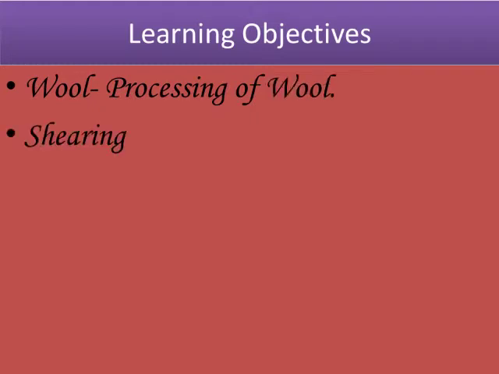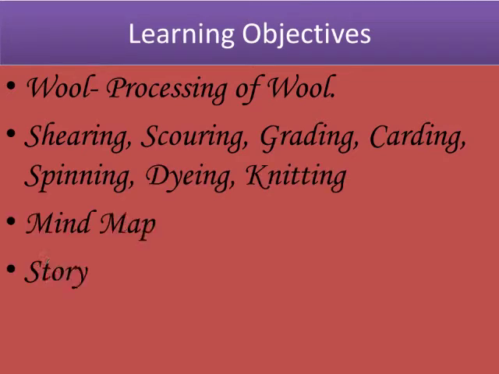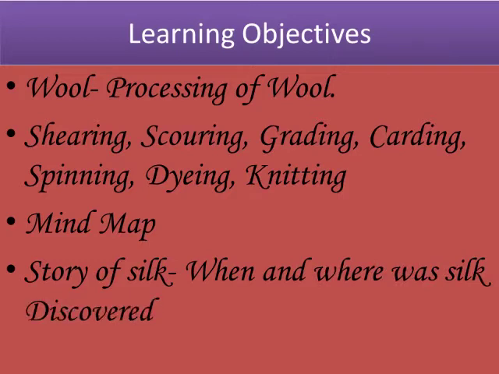Learning objectives: wool, processing of wool: shearing, scouring, grading, carding, spinning, dyeing, knitting. This is nothing but the steps involved in the processing of wool. Then the mind map and the story of silk, like when and where silk was discovered.